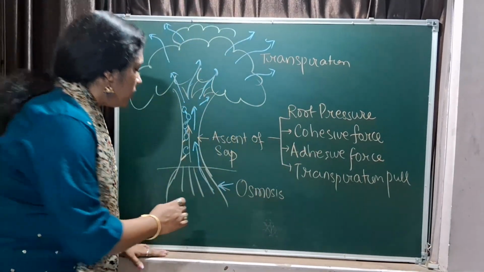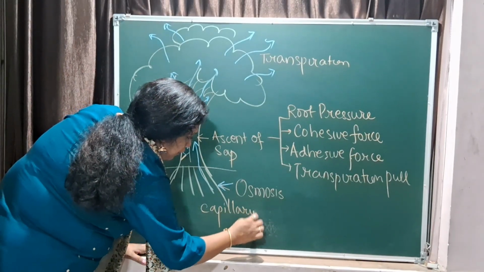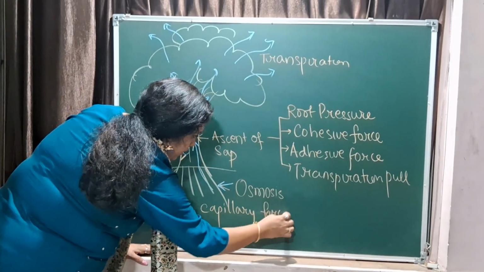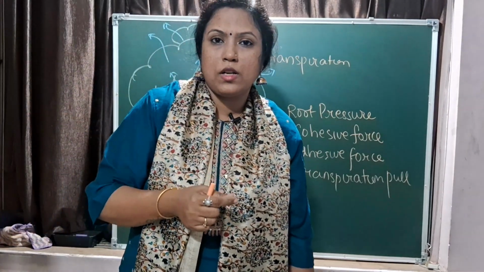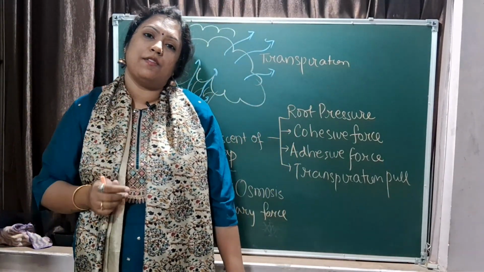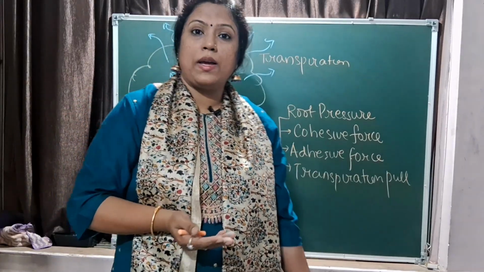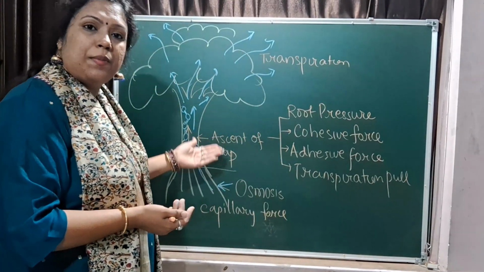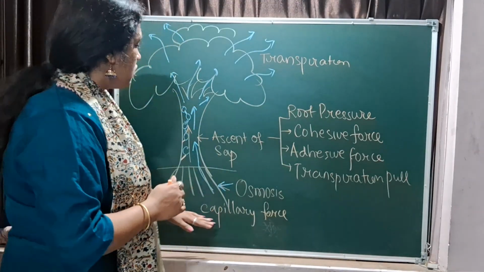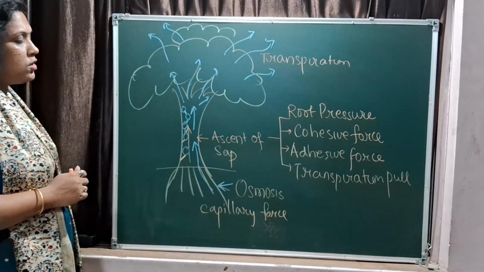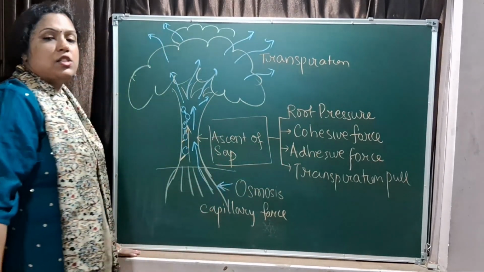Initial uptake of water can be by the capillary force also. You know capillary? Capillary is a small tube. If you put a small tube in a liquid, you will find there is a rise in the level of liquid in the tube. That is called the capillary force. So by capillary force also there is initial uptake of water, followed by osmosis which is the major one. All these forces help in the process of ascent of sap, that is conduction of water.